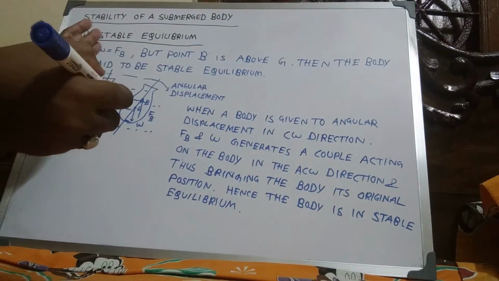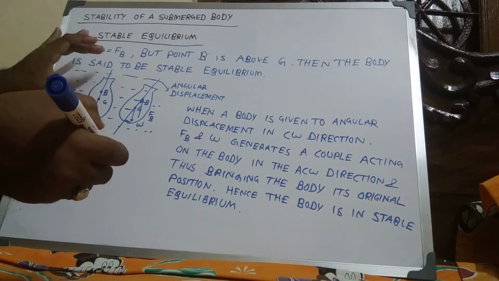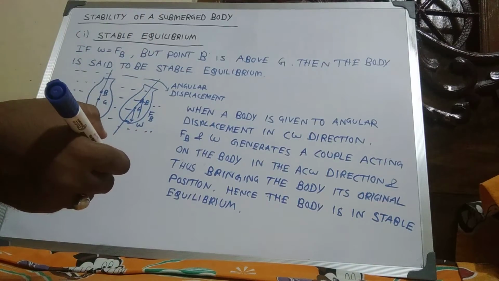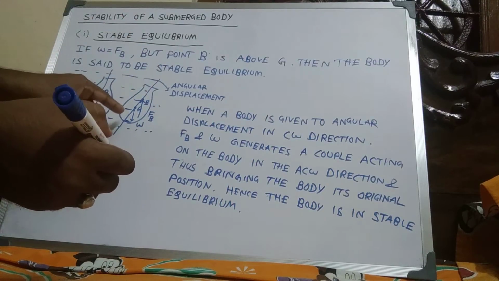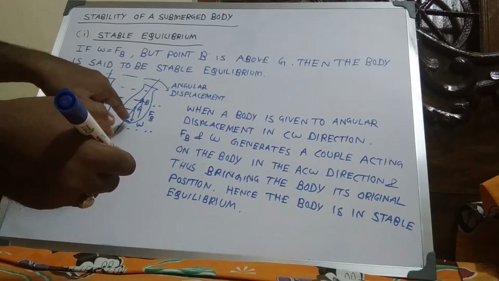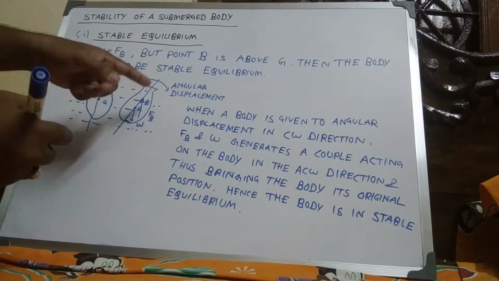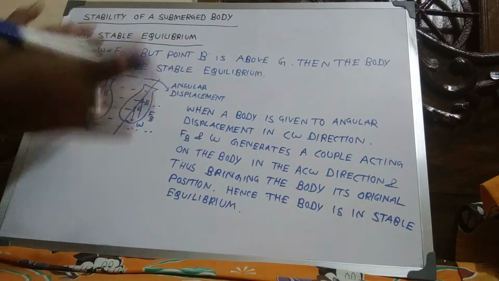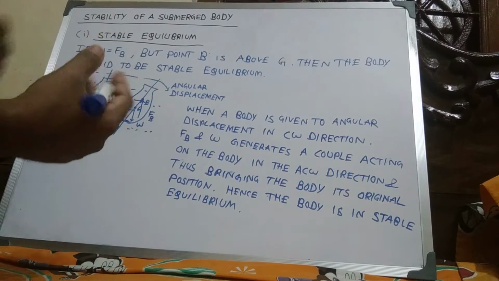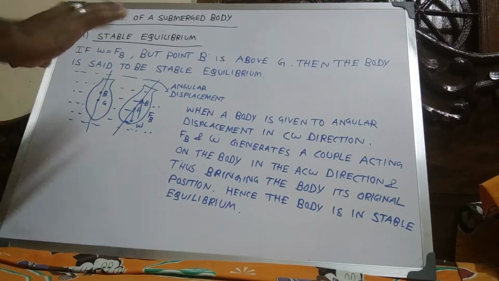Understand my points. When this fully immersed or submerged body is given an angular displacement in clockwise direction, weight and buoyancy force create a couple in the anti-clockwise sense. Then the body returns to its original position. Then the body is in stable equilibrium condition. Understand?